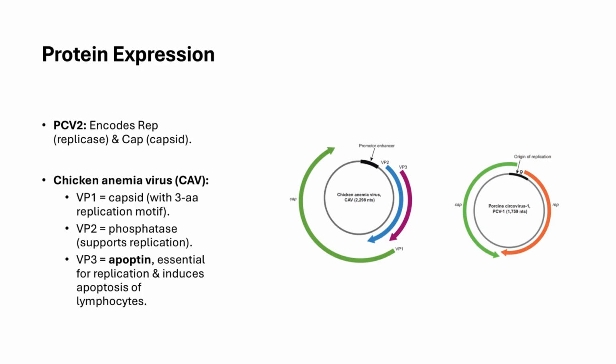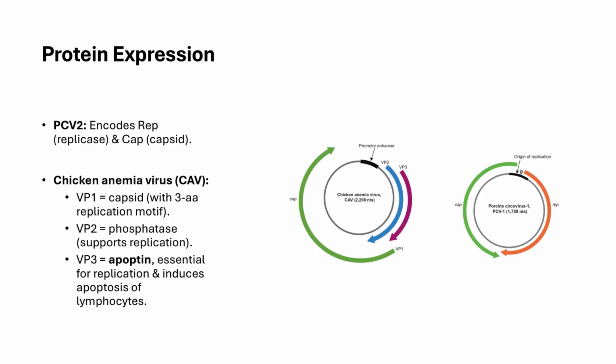Now let's look at the key viral proteins produced by porcine circovirus 2 and chicken anemia virus. Starting with PCV2, PCV2 encodes only two major proteins: Rep, the replicase enzyme responsible for initiating and controlling viral DNA replication, and Cap, the capsid protein, which forms the virus particle and is the primary immunogenic protein recognized by the immune system. Next, let's review the proteins of chicken anemia virus, or CAV.